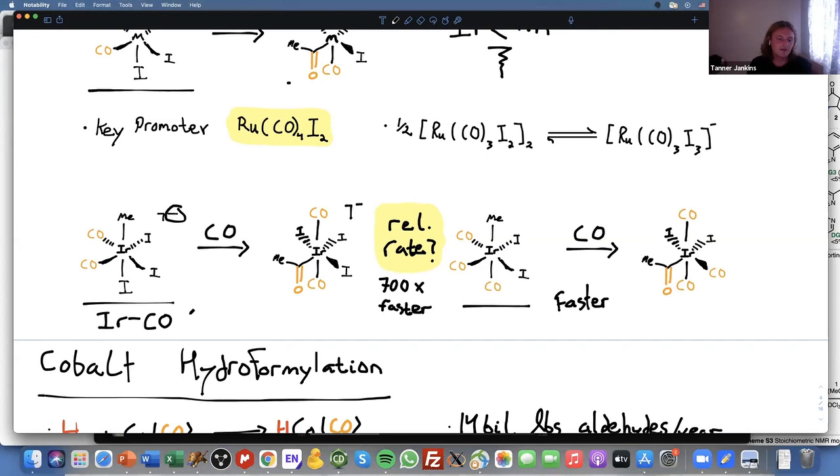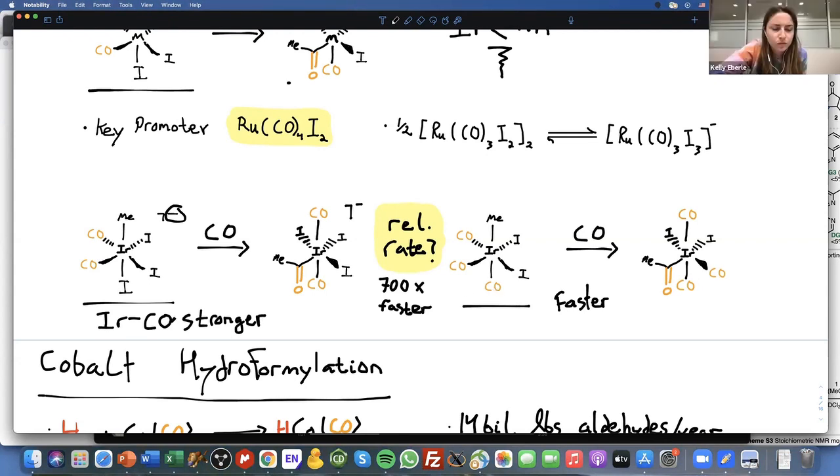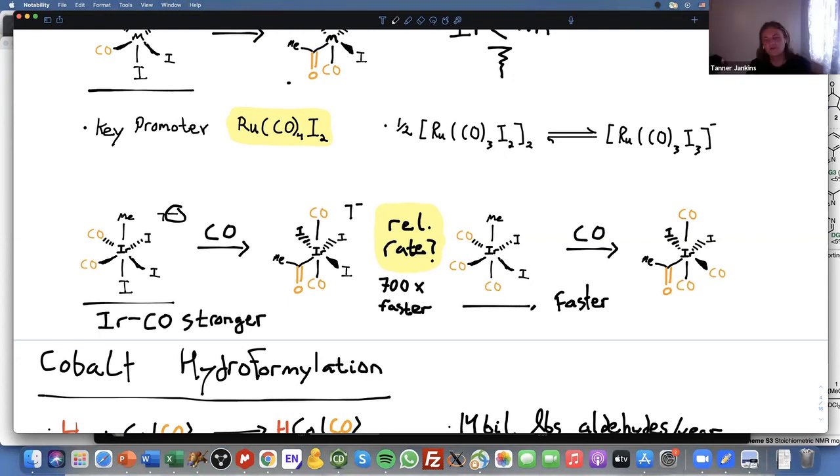Perfect. And so in this case, you have a much stronger iridium CO bond because you have this anionic charge, as well as having 3 iodines coordinated. And so this is one of the major factors that contributes to why the neutral one proceeds much faster. In addition, although this need not be true in all cases, generally electron poor metal centers undergo migratory insertion faster. And so because you have a stronger iridium carbonyl bond here, and you have a more electron poor metal center here, this one is going to go much faster.